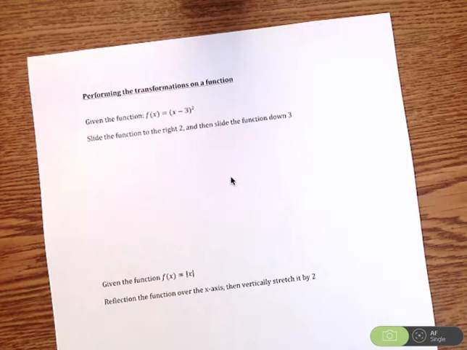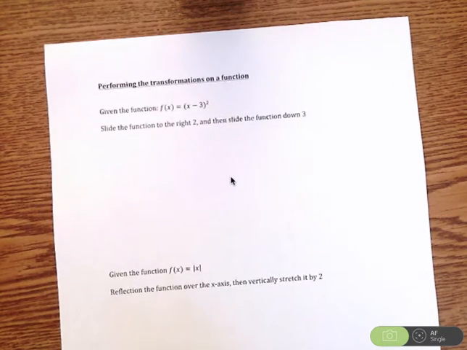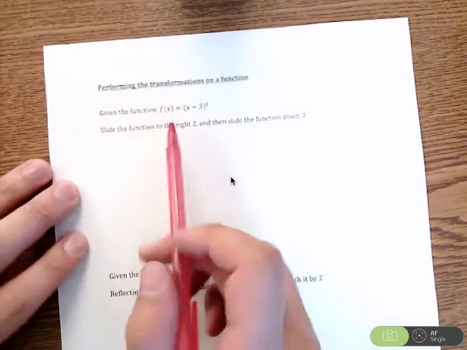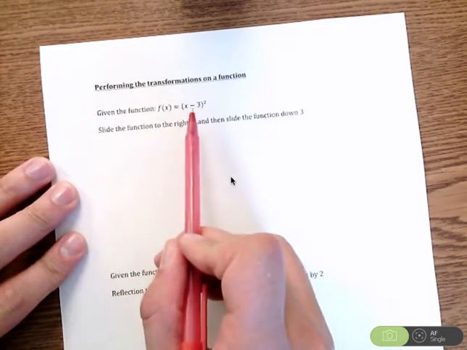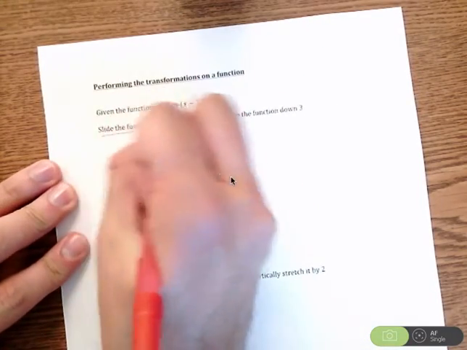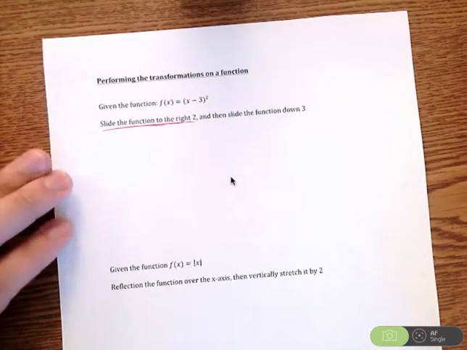In this video tutorial, I'm going to be going over performing the transformations on a function. If you're still not up to speed on what the transformations are, I suggest you watch the other video on basics of transformations. So, in this problem, I give a function f of x, and the first thing we're going to do is we're going to slide the function to the right 2.